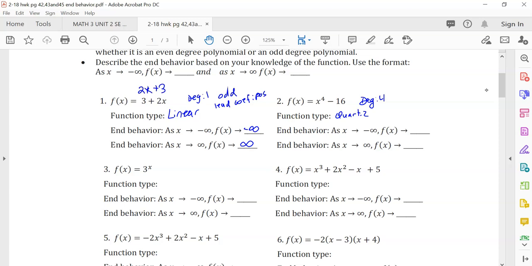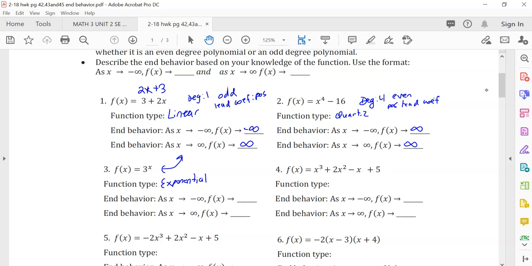Okay, number 2, it's a degree 4, so it's even, which means they both point in the same direction. Positive leading coefficient. So that lets me know that this is pointing up, so this will point up. This one's a little weird. This was actually an exponential function. So that one's different, but it's 3 to the x, so it's going to look like this.